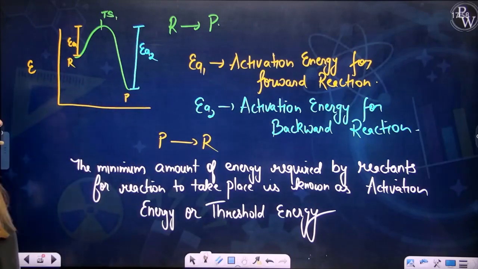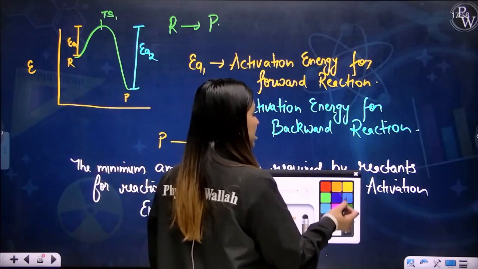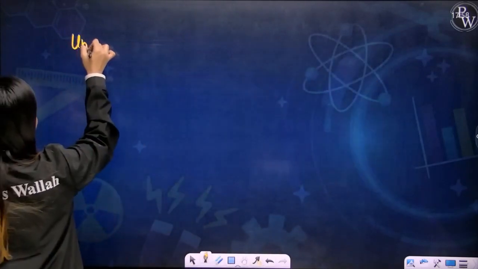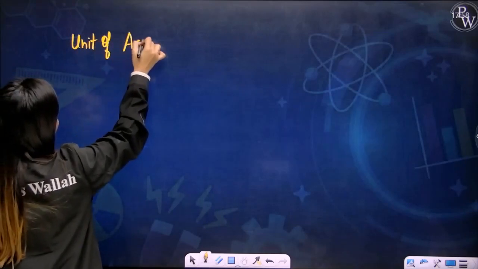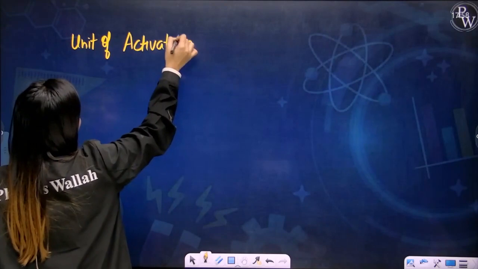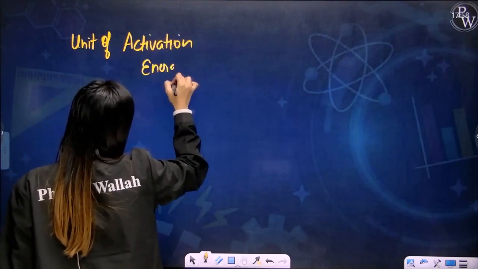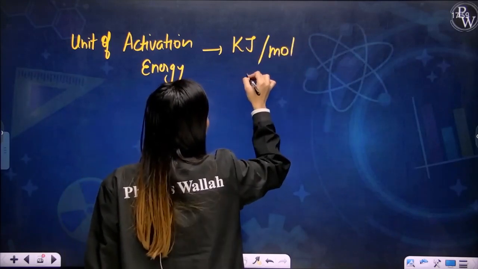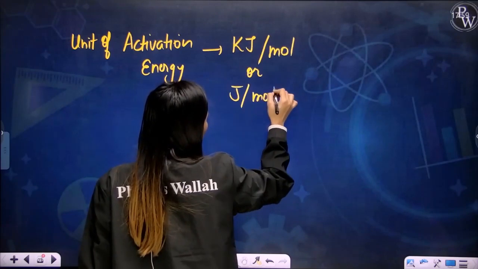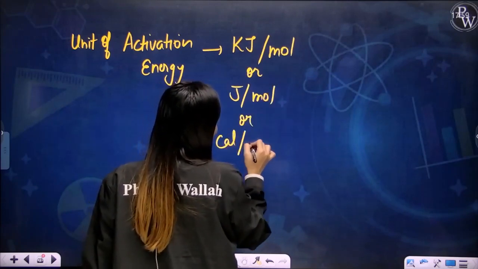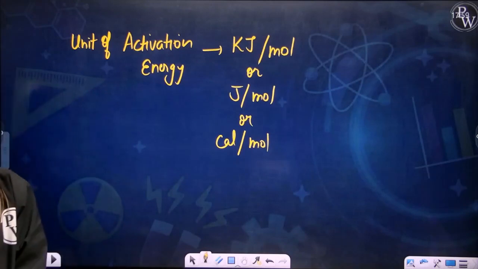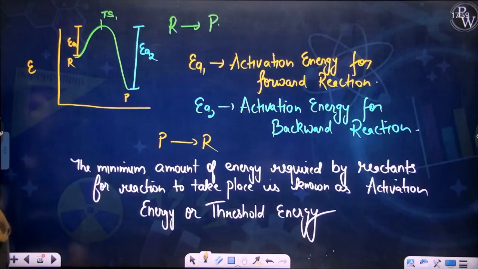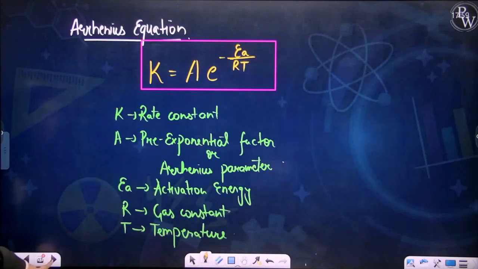Okay, perfect. So now, my dear students, let's write the unit of activation energy as well. Okay, so let me just write it here. Unit of activation energy. Generally the unit that we use for activation energy is kilojoules per mole, or you can use joules per mole, or you could use calories per mole. Okay, these are the units that are used for the activation energy of a reaction. So if you want to write it, and then we'll move forward.